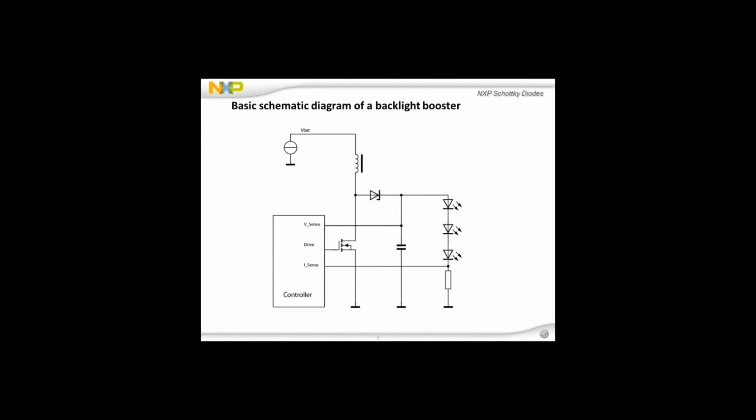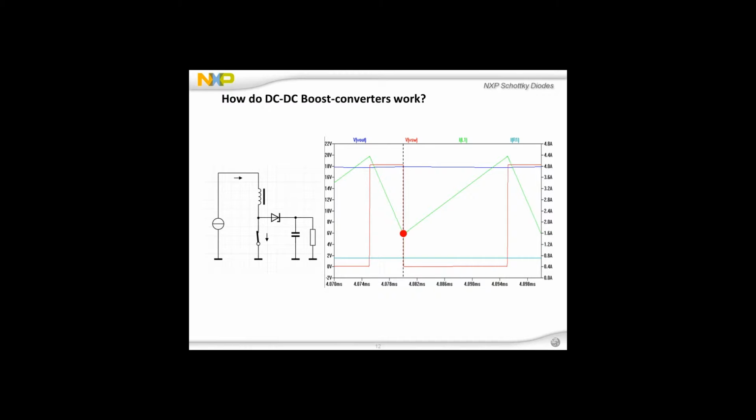The diagrams show the simple structure of such a booster that consists of a switch, an inductor, a Schottky diode, an output capacitor, and a controller IC that controls the switch and senses the output current via the input I sense. The maximum output voltage is limited via V-sense. Let me explain the way the circuit works.